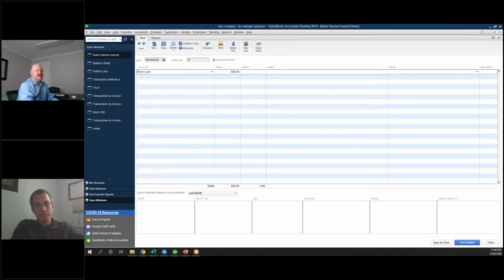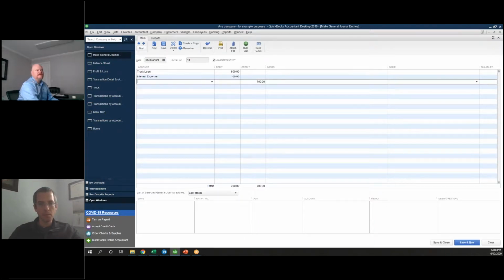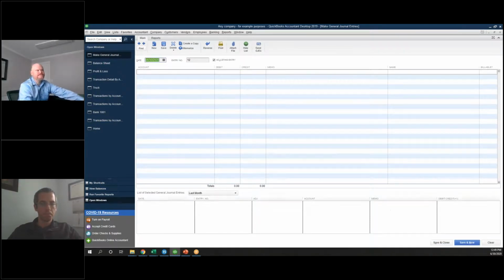I want the truck loan. It is a reduction of the truck loan. Then I would have interest expense of $100. And then where it came from is the bank. I spent $700 and it came out of the bank. And that is the appropriate way to record a payment of anything that has interest attached: the balance, or the principal piece, the interest piece, and where it came from.